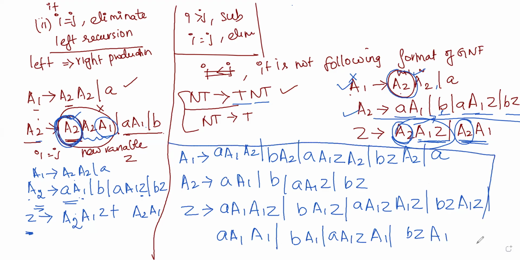So this is in the format of GNF. This is my converted GNF. See, everything starts with a terminal only, and inside you don't have combinations of terminals. If it is starting with a terminal, it is followed only by non-terminals. So this is your updated, final GNF. You have converted it into a proper GNF now.